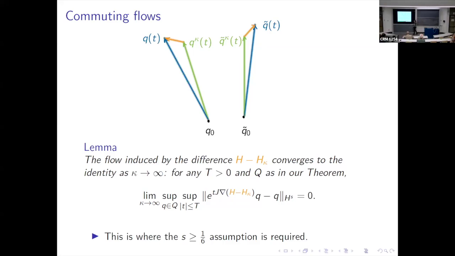Bounded and equicontinuous. And this part is exactly where our assumption that S is greater or equal to 1/6 was needed, because if you remember my equation, it has a cubic nonlinearity, right? So in order to make sense of the nonlinearity, I need Q to be in L3. And that's exactly what Q being in H^{1/6} gives me, because H^{1/6} embeds in L3. Okay.